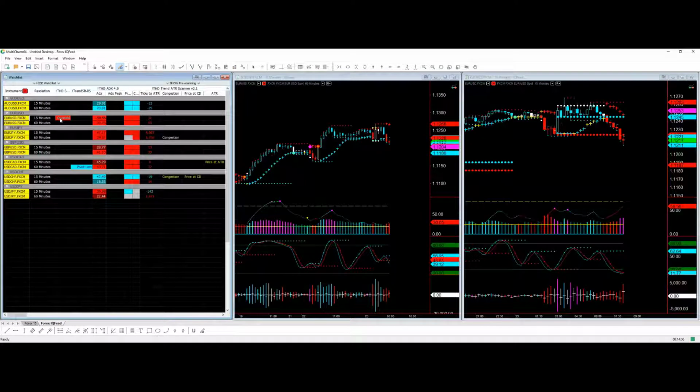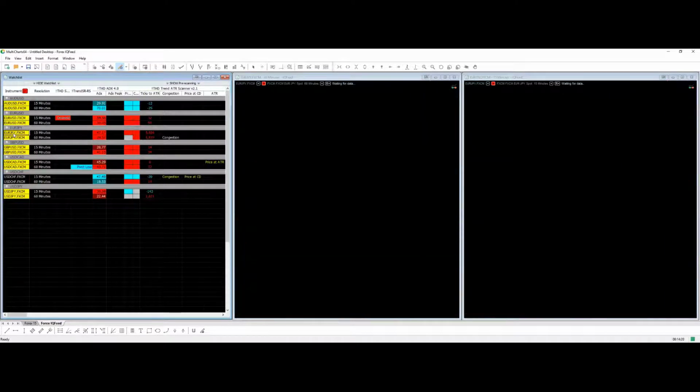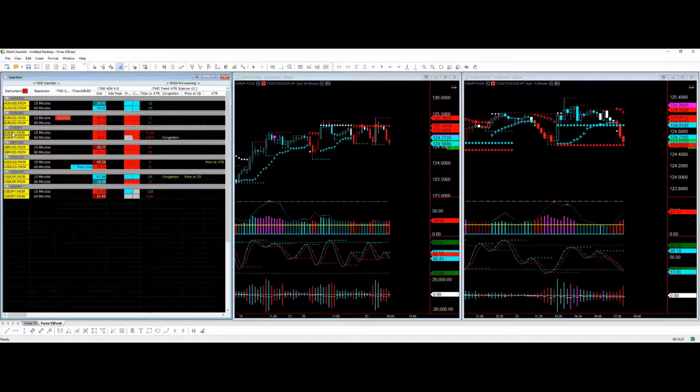Same scenario on the euro dollar. You are overextended here. I would still be anticipating a retracement on that, and I would not want to go in until that retracement comes in. On the euro yen, again, you're seeing that you're overextended here. This is when it's best to wait for that retracement.